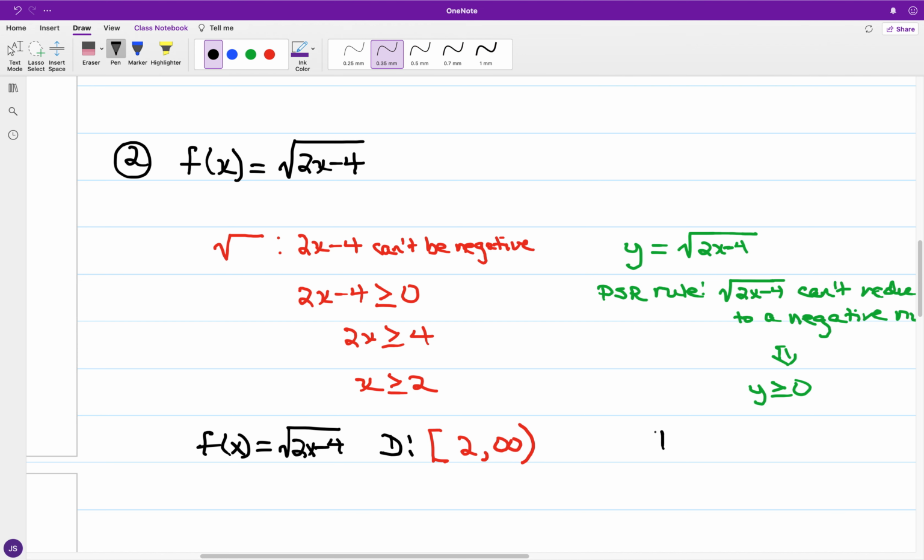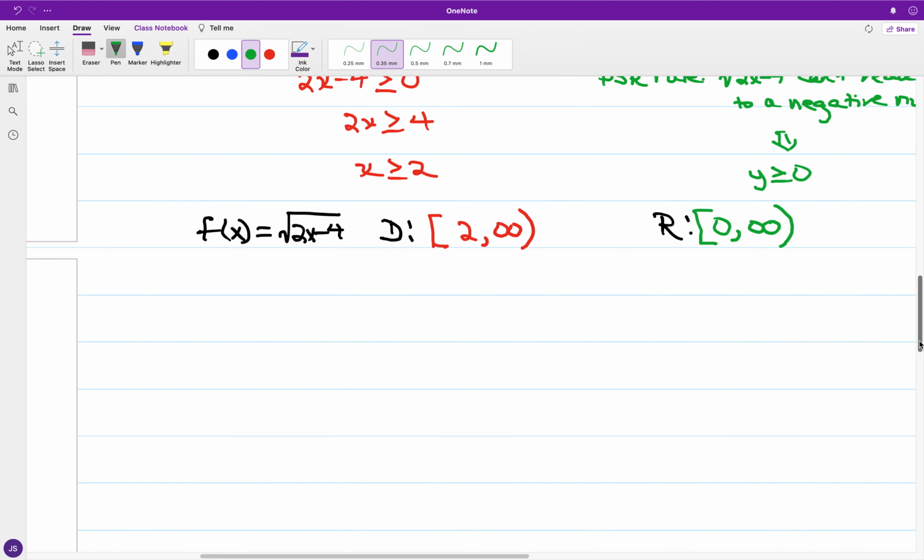And for the range, we have going from and including 0, moving continuously higher. So that's the domain and the range of our given one-to-one function. Again, looking for the inverse, writing this function implicitly, you have y is equal to the square root of 2x minus 4. And again, just interchanging x and y.